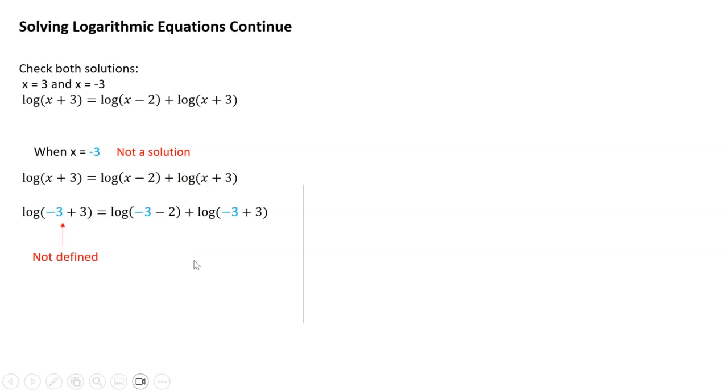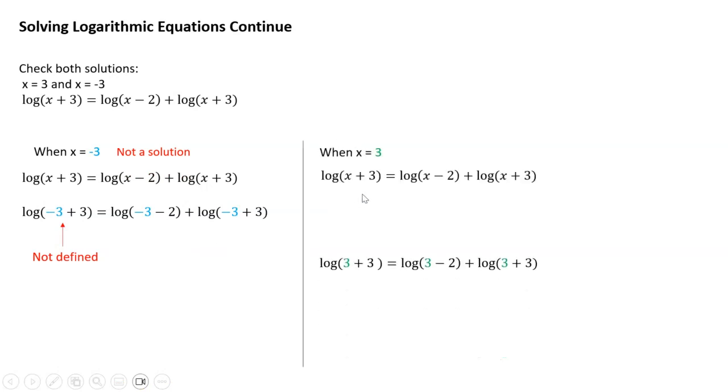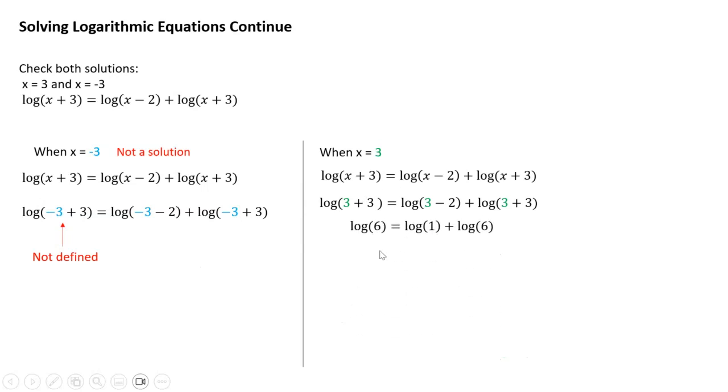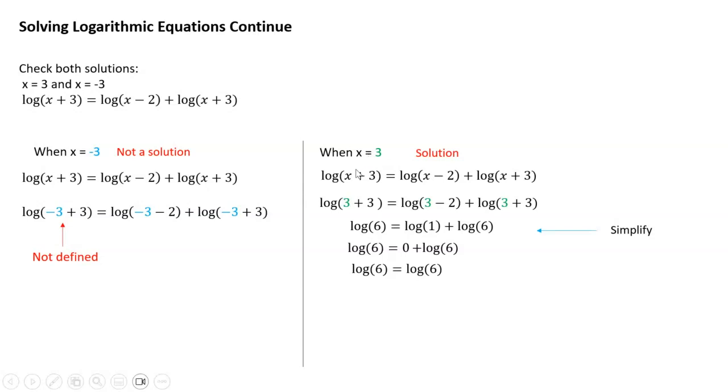Okay. Now let's test the 3. Let's put 3 for every x. That gives us log of 6. The base is 10, because there's no base, so it's base 10. On the right side, we have log of 1 plus log of 6. Hey, guys, the log of 1 is equal to 0 if you put that on the calculator. So we know that log of 6 equals log of 6. So that's my solution. Let me go back real quick. Again, so only the 3 is my solution.